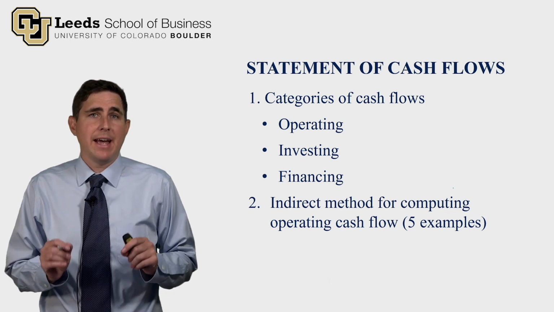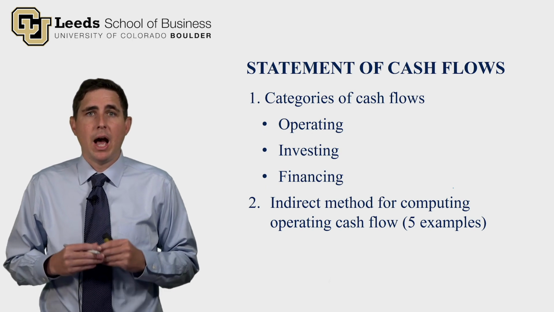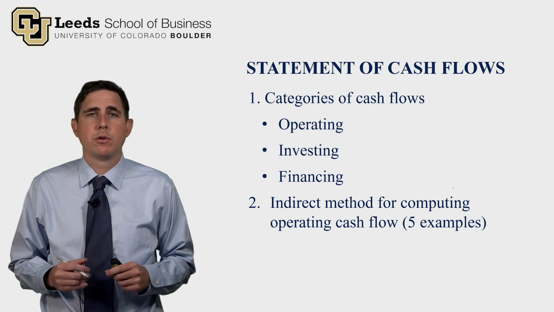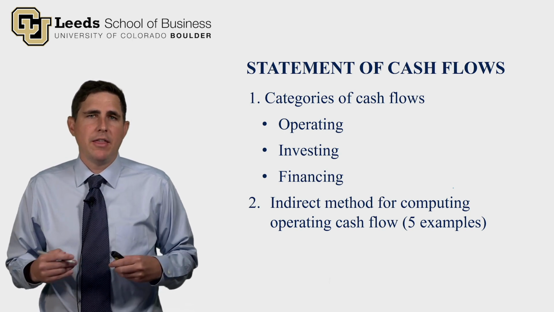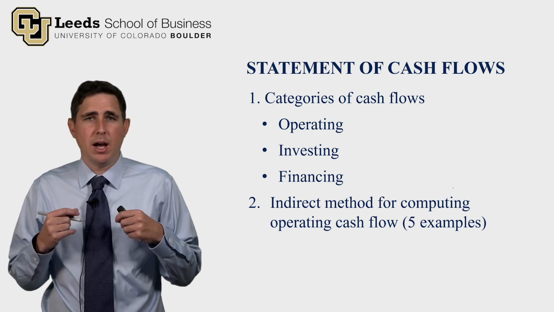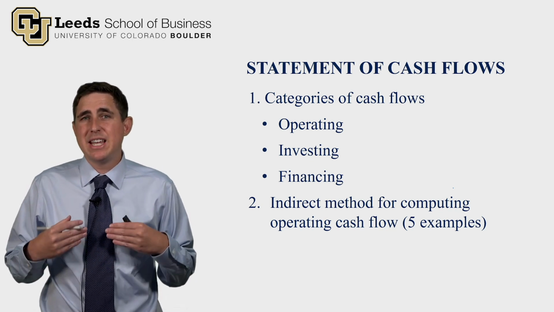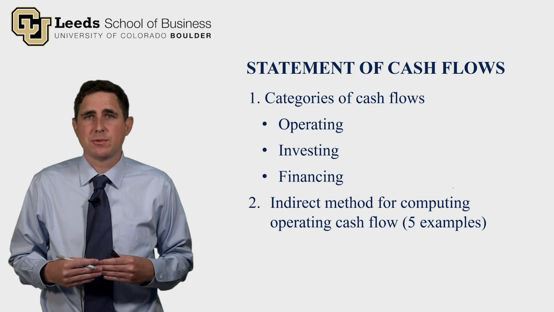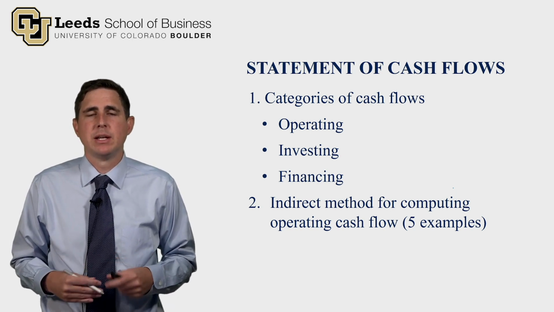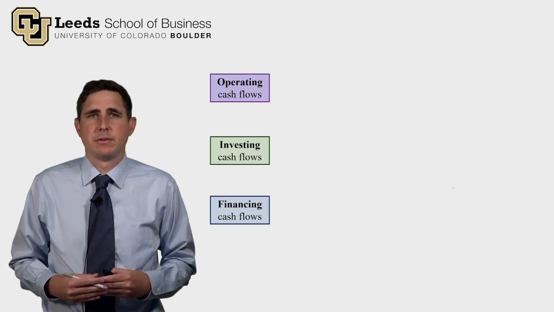So you can break down the change in cash balance into 3 different types of activities: operating activities, investing activities, and financing activities. We'll go through those categories briefly. Then we'll go through the operating cash flow metric in particular. The reason we'll go through that in detail is that we use an indirect method when we compute operating cash flow. So we'll go through 5 examples of how to calculate operating cash flow to get you more comfortable with how that's done. First, the categories of cash flows.